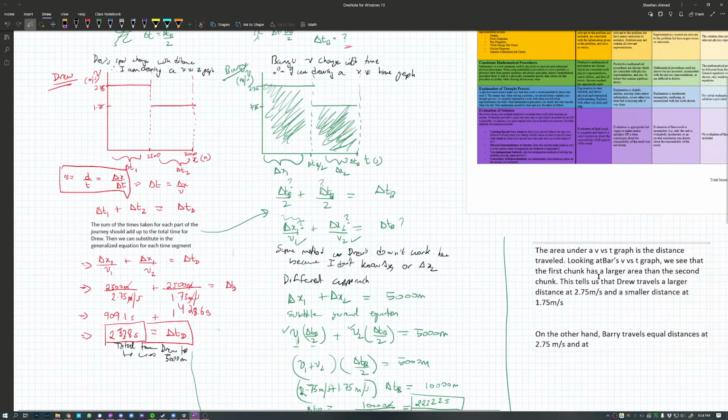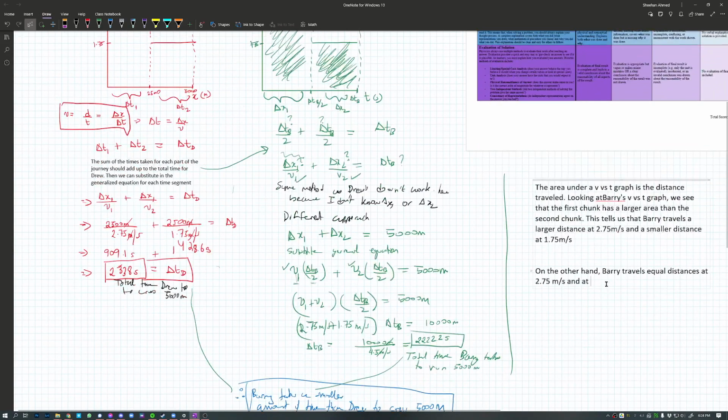Looking at Barry's V versus T graph, we see the first chunk has a larger area than the second. This tells us that Barry travels a larger distance at 2.75 meters per second and a smaller distance at 1.75 meters per second. On the other hand, Drew, our red guy, travels equal distances at 2.75 meters per second and at 1.75 meters per second.